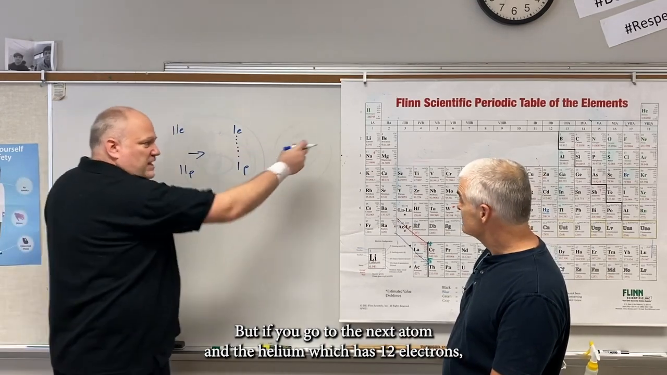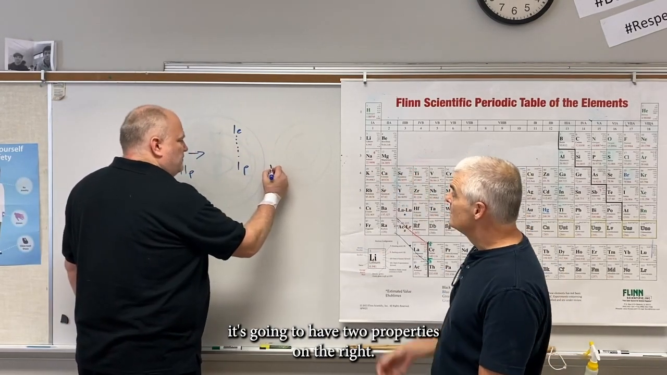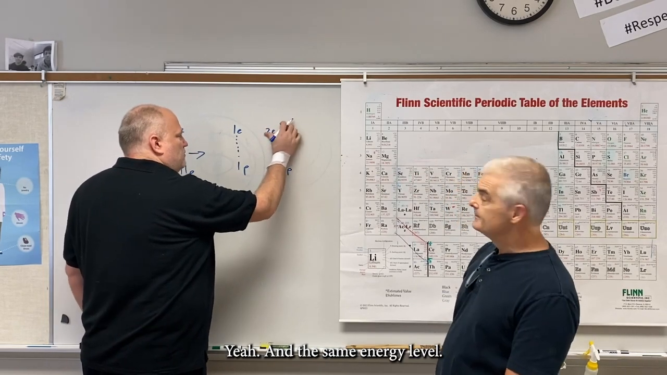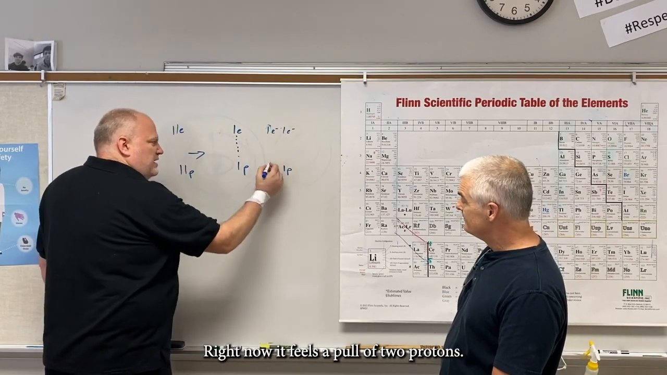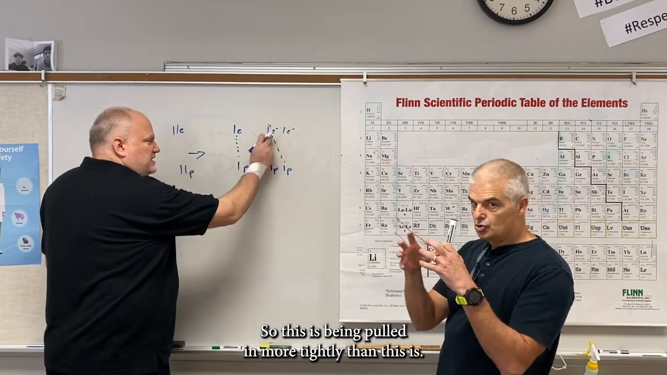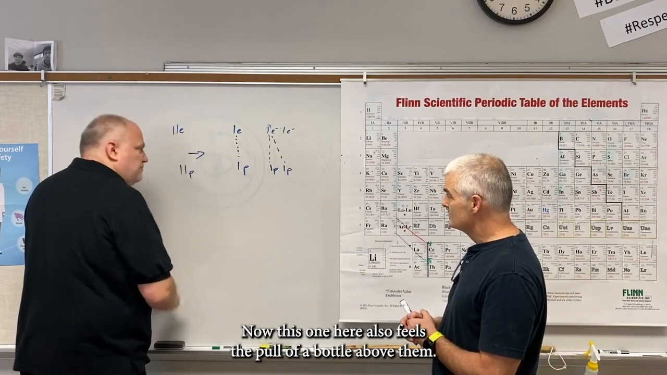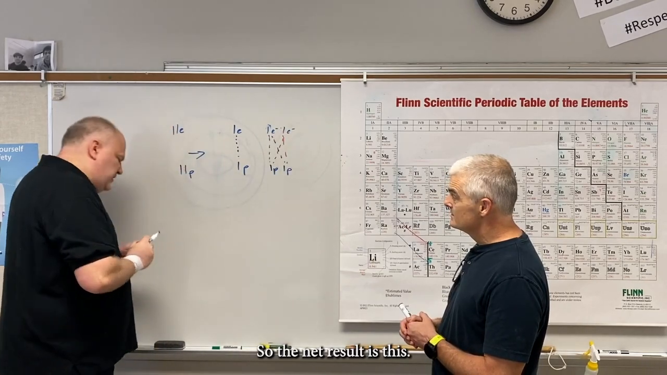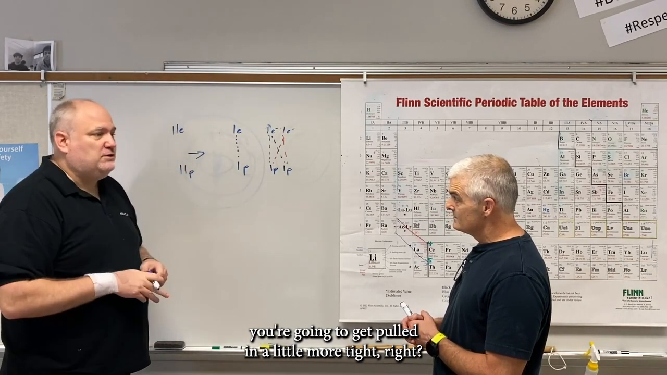Makes sense. But if we go to the next atom, which is magnesium, which has 12 electrons, it's going to have 2 protons. I'm going to write them like this: 2 protons, and it's going to have 2 electrons in the same energy level. Now watch. This electron right now feels the pull of 2 protons. So this is being pulled in more tightly than this is. Now this one here also feels the pull of both of them. So the net result is this: if I was pulling on you versus 2 of me pulling on you, you're going to get pulled in a little more tightly.